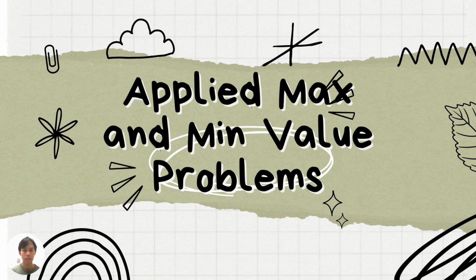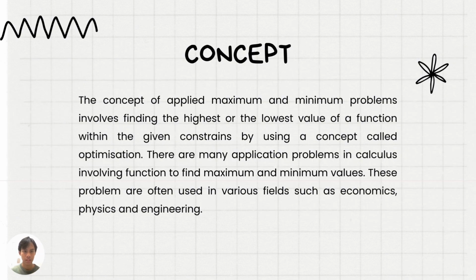Moving on, for applied maximum and minimum value problems. The concept of applied maximum and minimum problems involves finding the highest or the lowest value of a function within the given constraint by using a concept called optimization. So there are many application problems in calculus involving functions to find maximum and minimum values. These problems are often used in various fields such as economics, physics, and engineering.